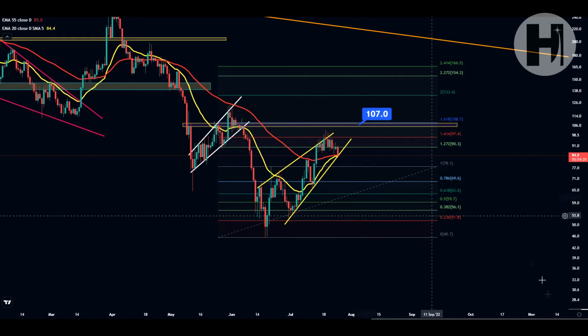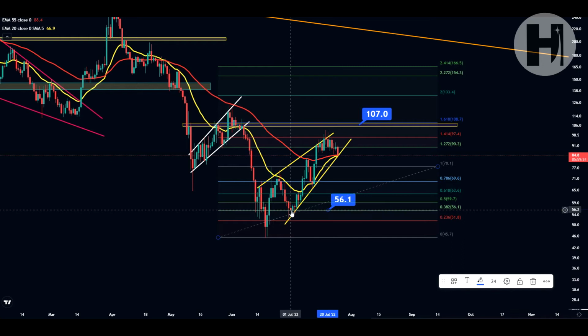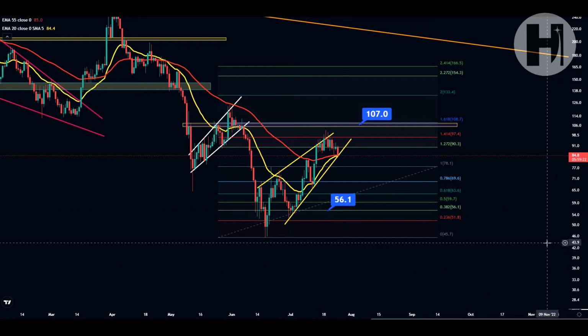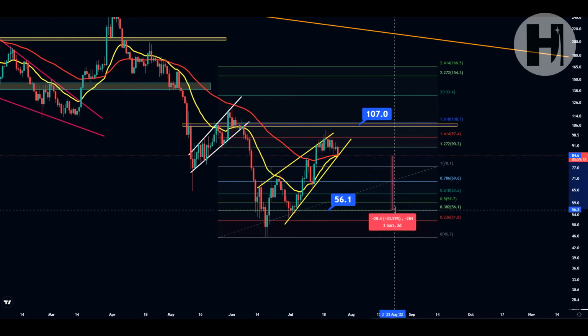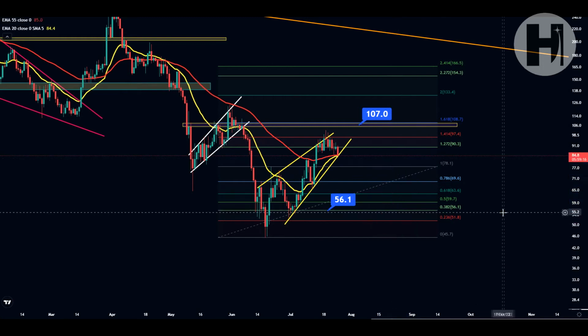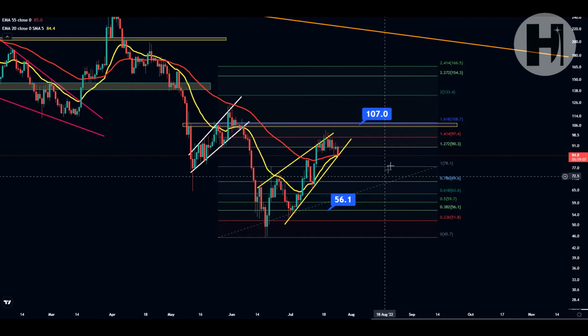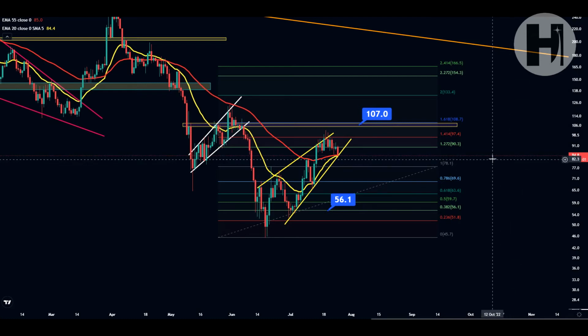Now, the technical target of the pattern by default is going to be where the pattern was created, which is over here at $56.10. So from where we are, that is a pullback of around 33.5%. Now, can that happen? I think it can, and I do think it will, because I'm expecting another pullback for Bitcoin, one last capitulation, if you will, before we print our bottom.